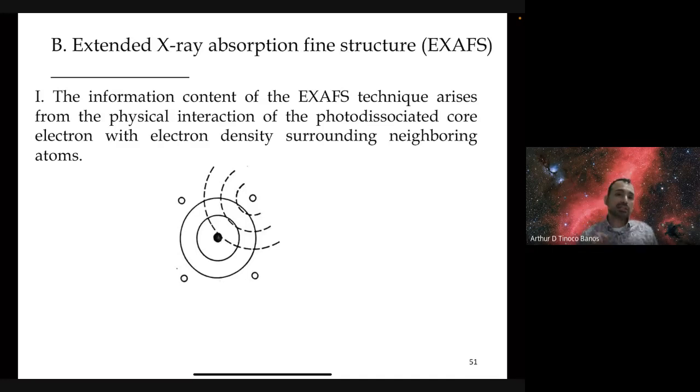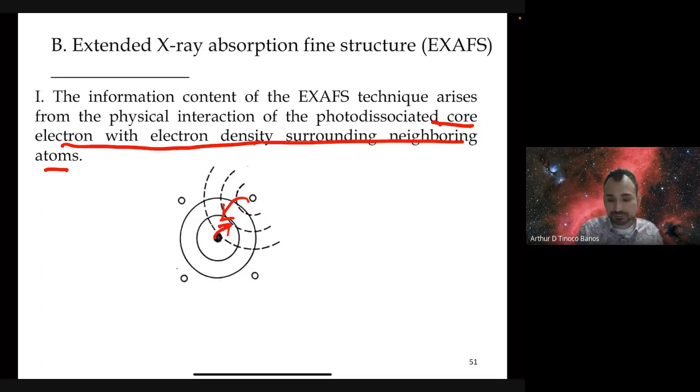But then there is the extended X-ray absorption fine structure. So here there's more analysis that needs to be done. The information content of XAFS technique arises from the physical interaction of the photo-dissociated core electron with the electron density surrounding neighboring atoms. So that's what I was telling you, that the electron wave that's dissociated from the atom of interest is coming in contact with the electron wave from the neighboring atoms. And so this produces this pattern, right?